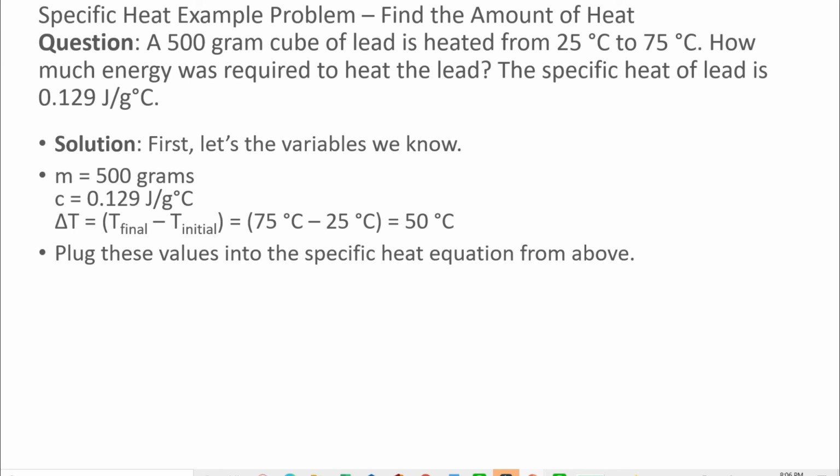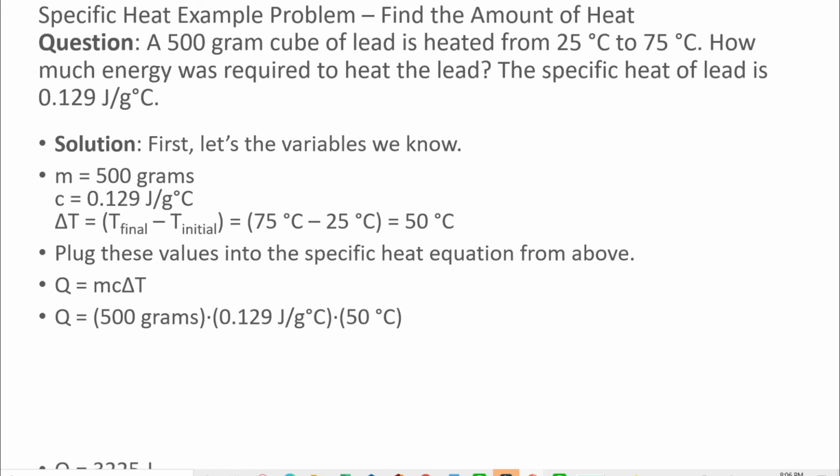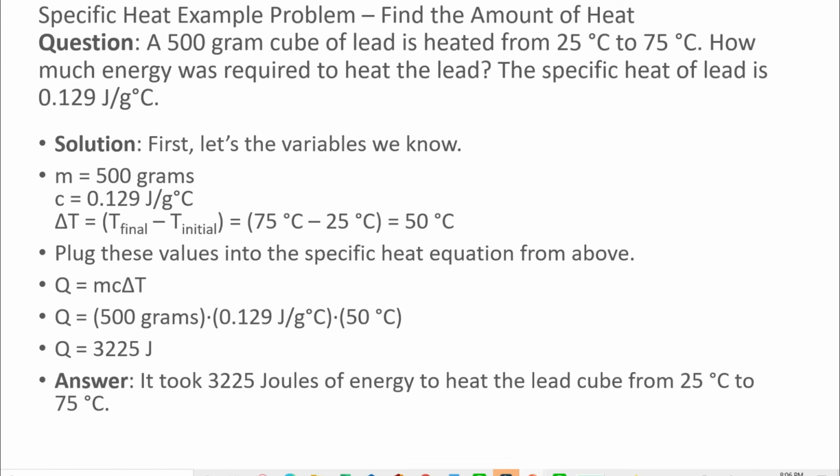Plug these values into the specific heat equation from above. Q equals mc delta T. And then after that, it's just math. You can set the problem up as so, and then solve it. Solving is just a matter of math. It took 3,225 joules of energy to heat the lead cube from 25 degrees Celsius to 75 degrees Celsius.